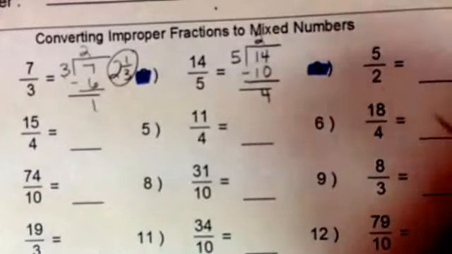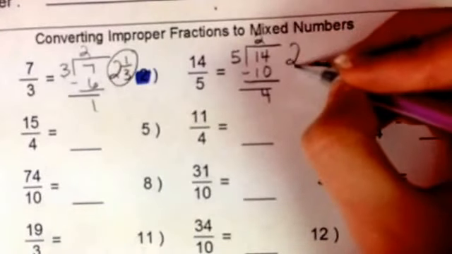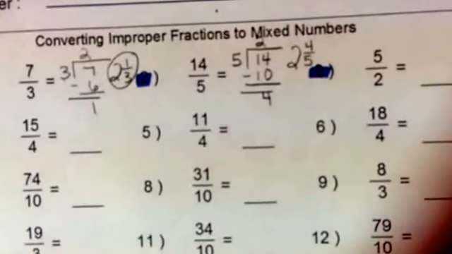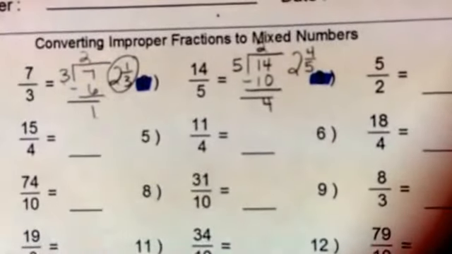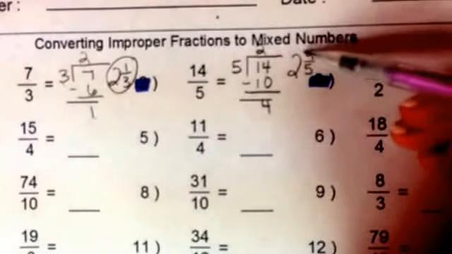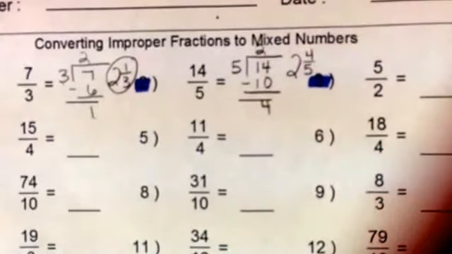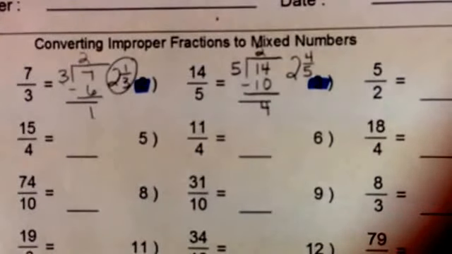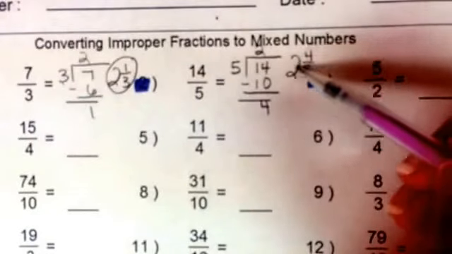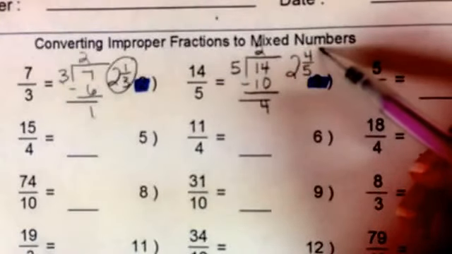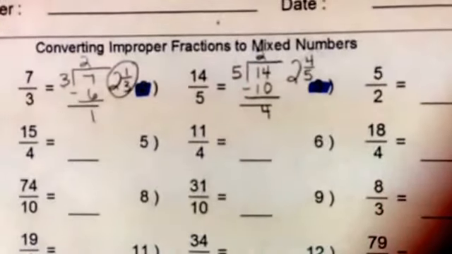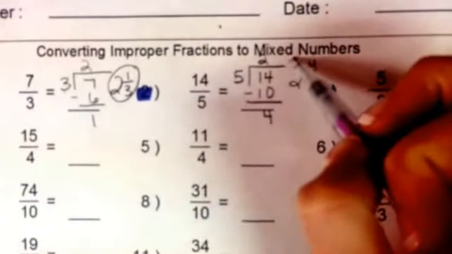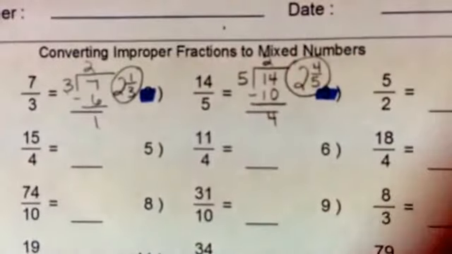So now we're going to have 2 4/5. Now remember, it's important to pay attention to this right here and make sure that that can't be broken down or reduced anymore. So I'm going to look at 4/5 and make sure that I can't reduce it. I can't reduce 4/5, so 2 4/5 is my final answer.